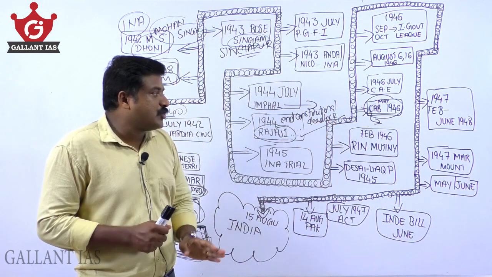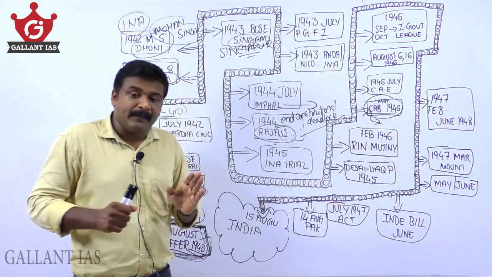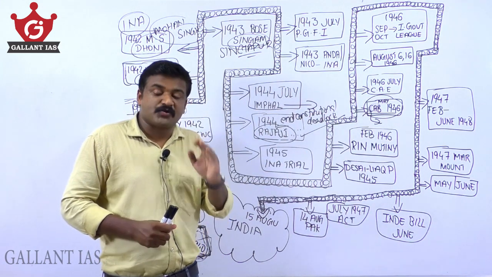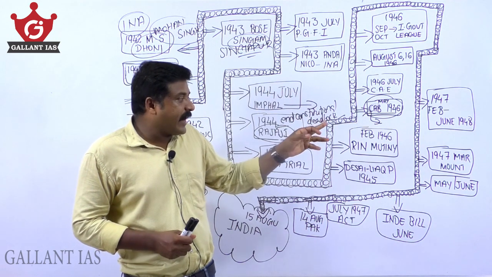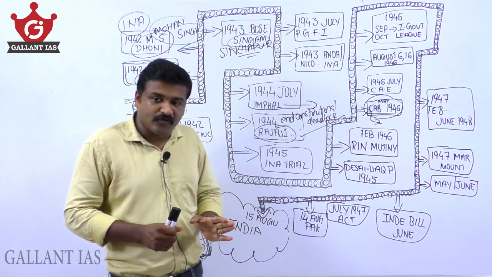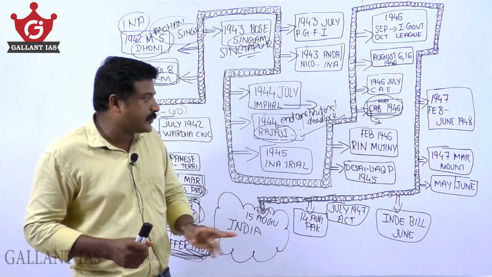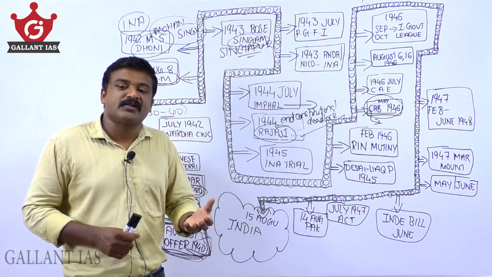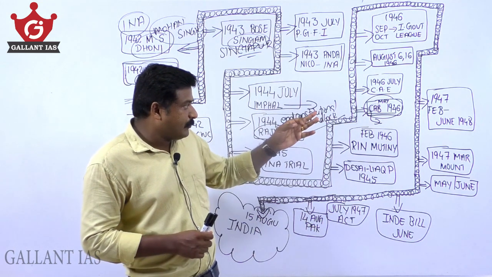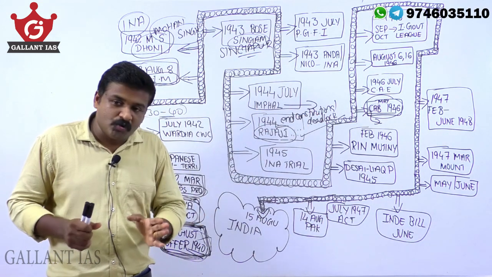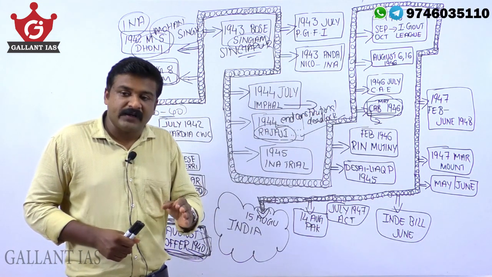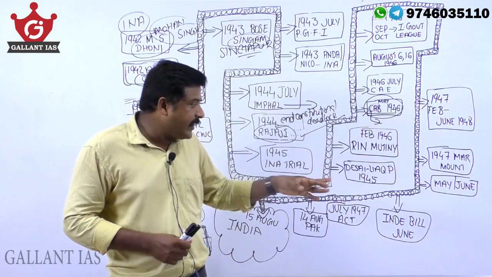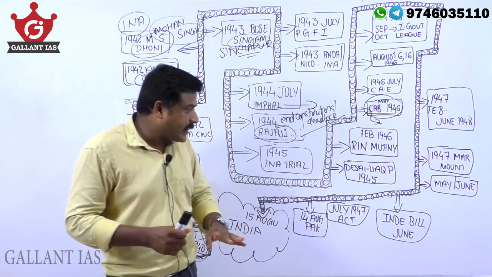In February 1947, Clement Attlee, then British Prime Minister, announced that India will be granted independence by June 1948. That will be the deadline. In March 1947, Mountbatten arrived in India to effect the transfer of power.